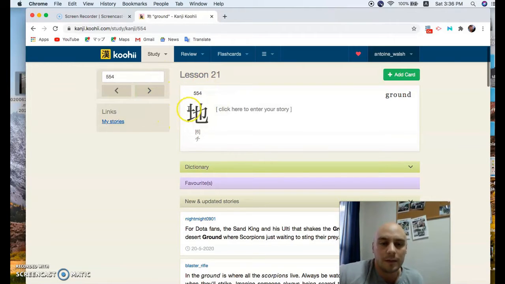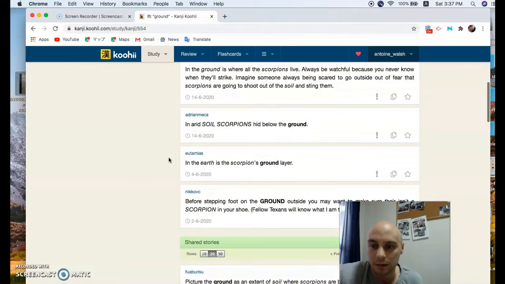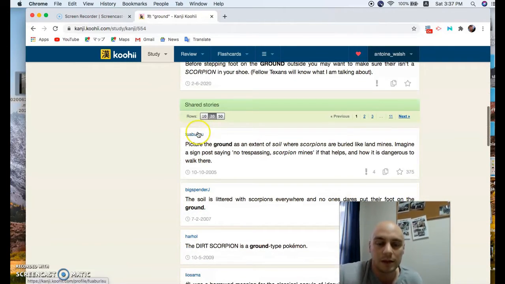Here's a common one. This here means dirt or soil, and the nickname for this becomes scorpion. Let's take a look at the most popular story here. Picture the ground. That's the meaning of that character. Picture the ground as an extent of soil where scorpions are buried like landmines. Imagine a sign post saying "No trespassing, scorpion mines," if that helps, and how it is dangerous to walk there.